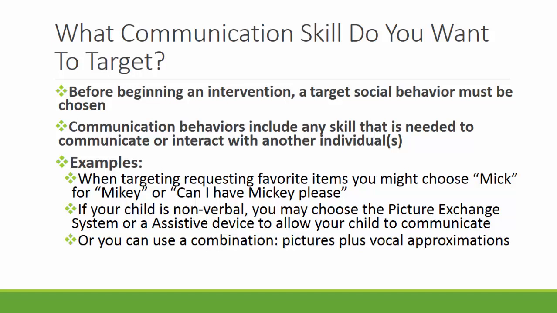Here are two examples of target communication behaviors. The first can target requesting favorite items. So if your child likes Mickey Mouse, for example, you might choose a verbal expression such as Mick, Mickey, or can I have Mickey please? If your child is nonverbal, you might consider something called the picture exchange system, where your child can exchange a picture in exchange for the preferred item, or an assistive device that can allow your child to communicate. You can also choose a combination of pictures plus vocal approximations.